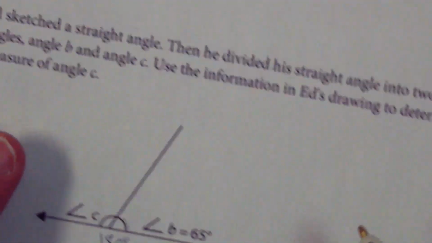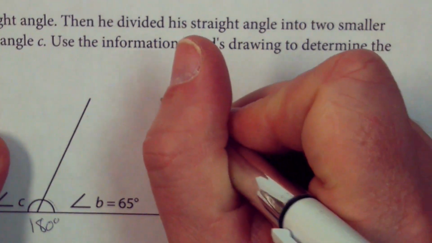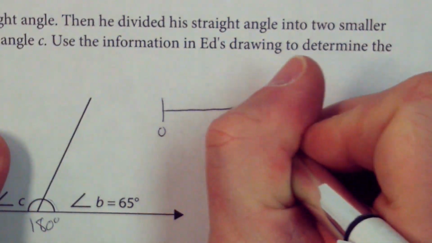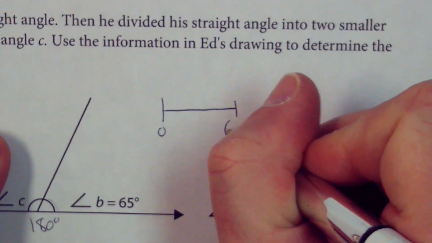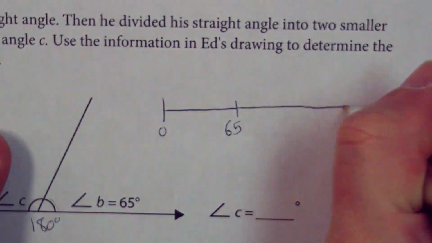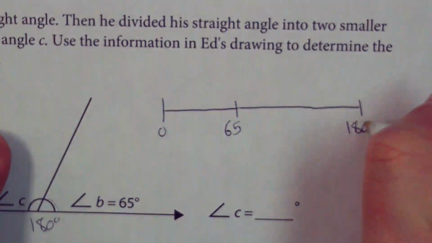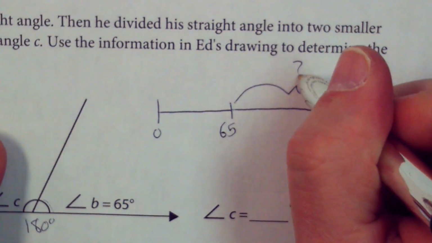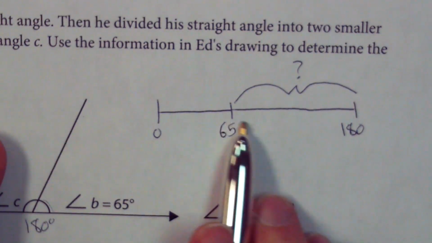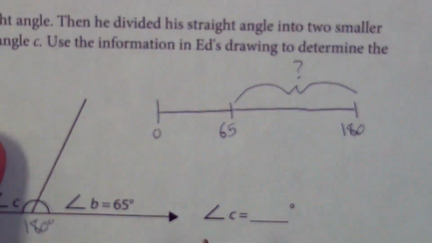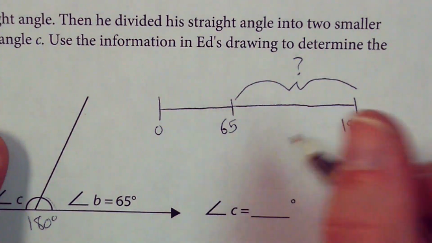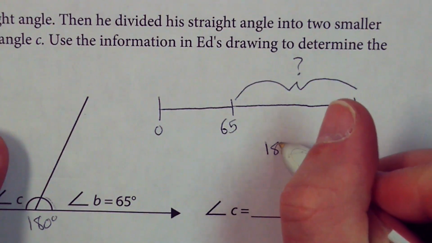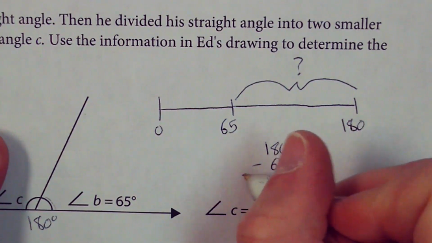You could think of it as a number line, right? You could say, well, I was measuring at 0, and then my angle got to 65. We're trying to go all the way to 180. So what is this distance right here? That could be the way you're thinking of it. And you count from 65 and you go up to figure out what that number is. You could also stack and subtract. You could say 180 minus 65.